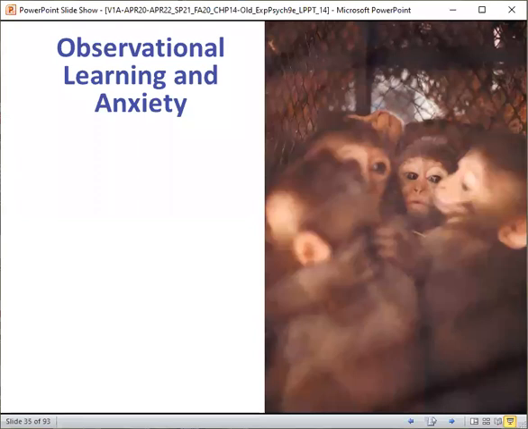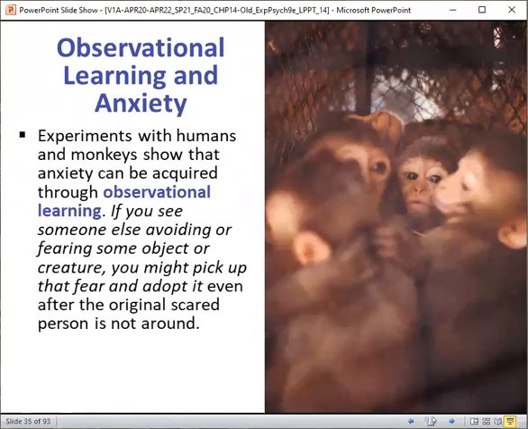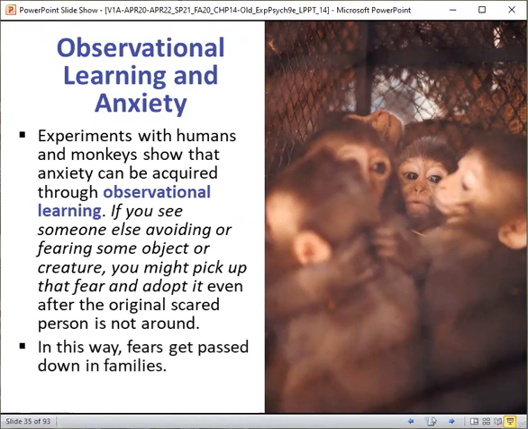We also have observational learning. Experiments with humans and monkeys show that anxiety can be acquired through observational learning. If you see someone else avoiding or fearing some object or creature, you might pick up that fear and adopt it even after the original scared person is not around anymore. All right, so in this way, fears get passed down in families.